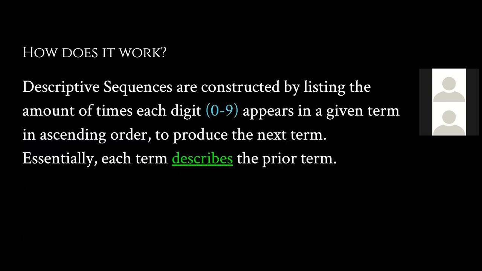So this brings us to our definition that we came up with. Descriptive sequences are constructed by listing the amount of times each digit 0 through 9 appears in a given term in ascending order to produce the next term. So essentially, each term describes the prior term. Bringing us to, will these sequences ever come to an end? Because if you keep just describing a number, can you ever stop describing a number?